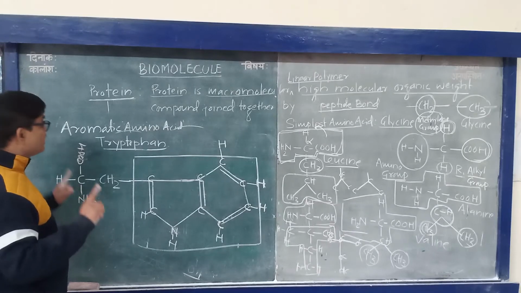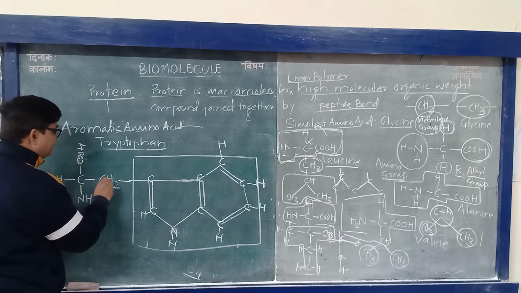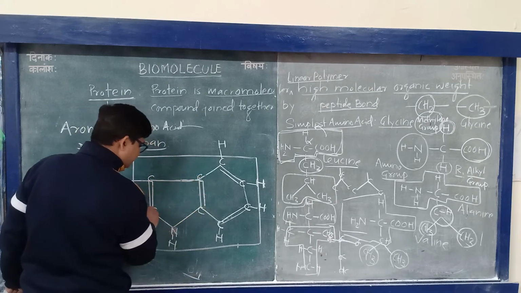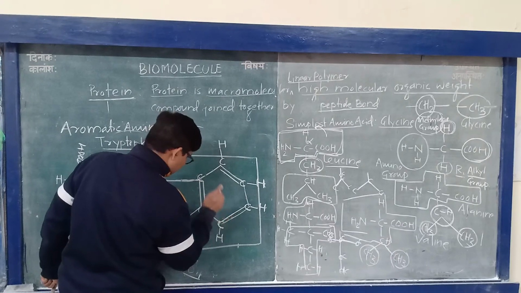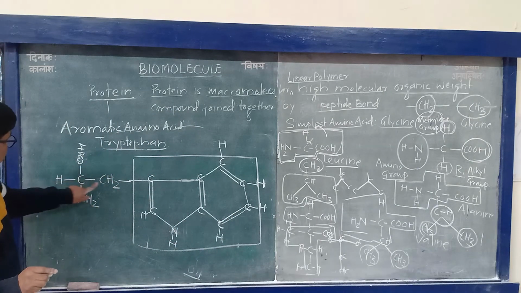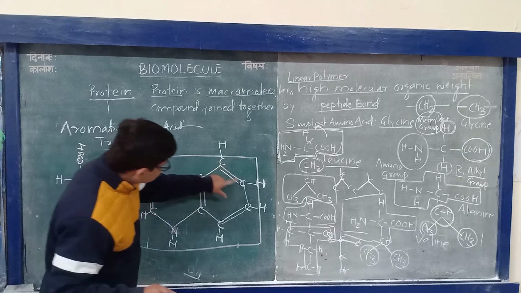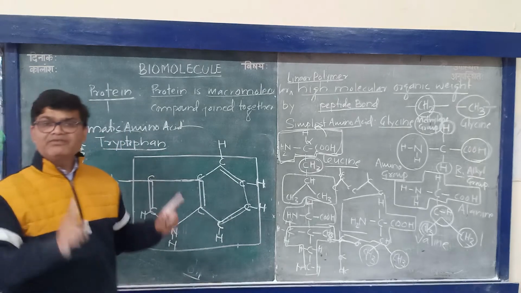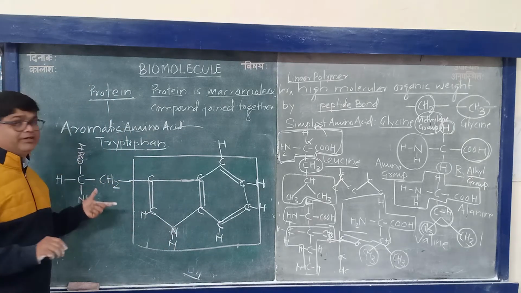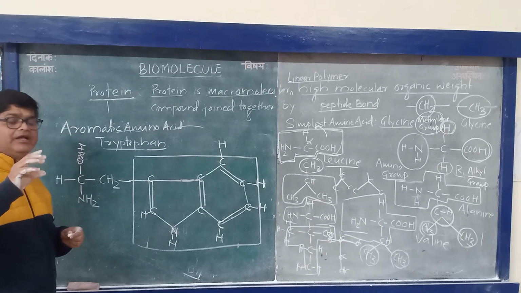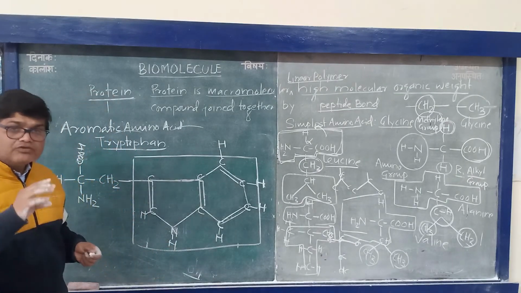That tryptophan amino acid contains the maximum number of carbons. Count it. 1, 2, 3, 4, 5, 6, 7, 8, 9, 10, 11. Okay. So you have to count 1, 2, 3, 4, 5, 6, 7, 8, 9, 10, 11. So the maximum number of carbons is present in tryptophan, and that contains the tryptophan ring. So you must try to recall it. What are the aromatic amino acids? That is phenylalanine, tyrosine, and tryptophan.